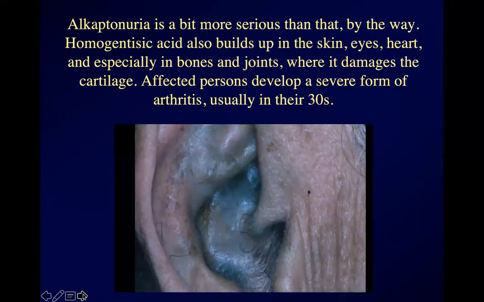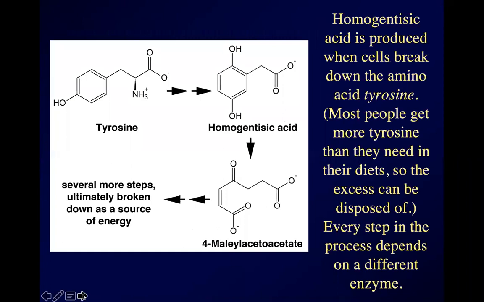Homogentisic acid building up in the cartilage of your joints damages that cartilage, and affected people get severe arthritis unusually young, usually in their 30s. So this is not something that's pleasant to have. It's not a very common illness, but Garrod was studying it. And it turns out homogentisic acid is produced from an amino acid called tyrosine.